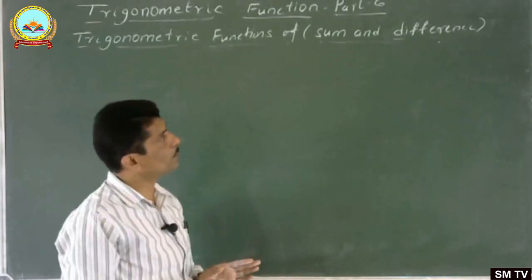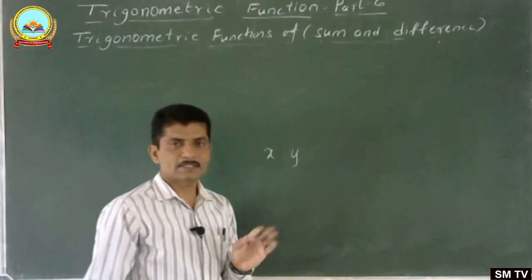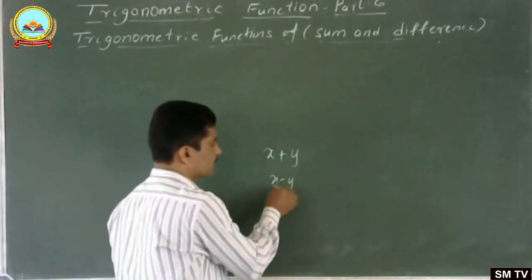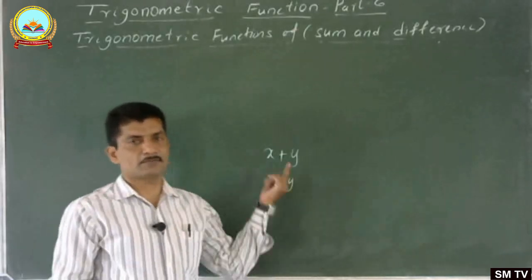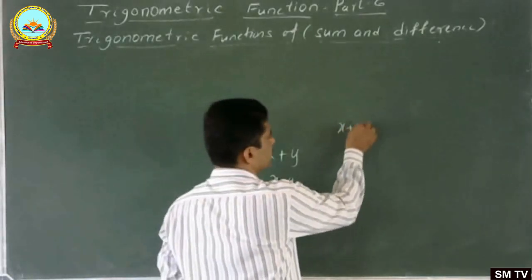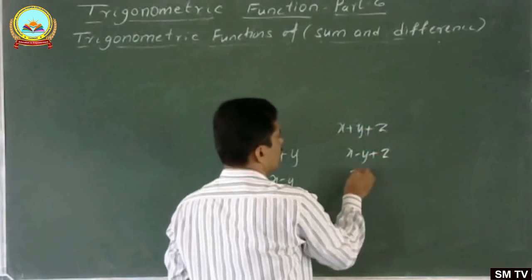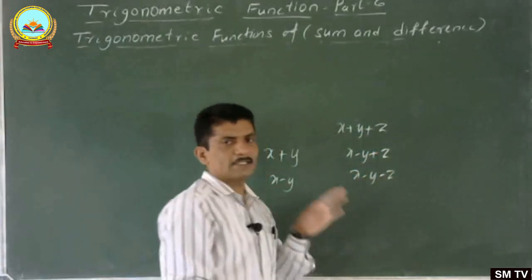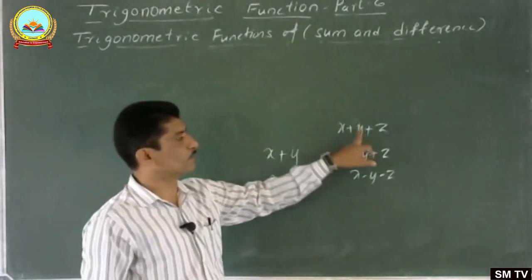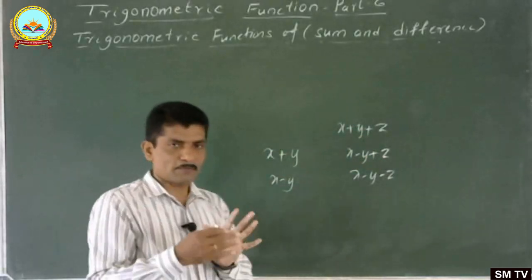The meaning of compound angle is, suppose x and y are two angles, the sum or difference of these two angles, x plus y or x minus y, are called the compound angles. Suppose the sum of more than two angles, x plus y plus z, or x minus y plus z, or x minus y minus z, these are three angles. The sum or difference of the angles is said to be a compound angle, and the same forms the compound of two angles.